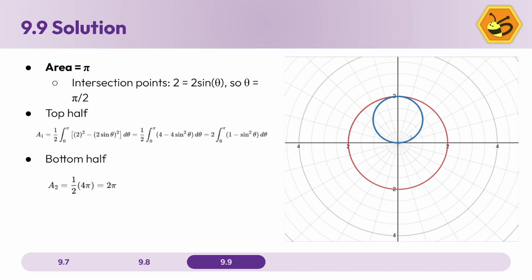Sometimes with just the algebra, it's kind of hard to decide what the intersection points should be. So it's always good to try to remember the general forms, the graphical forms of different functions. And pi over 2 is kind of a midway point.